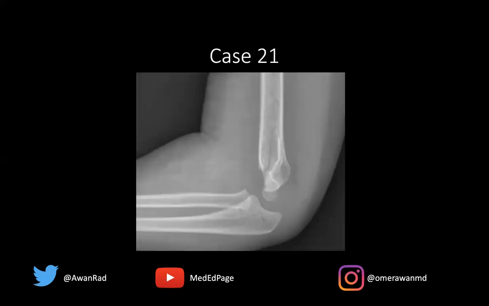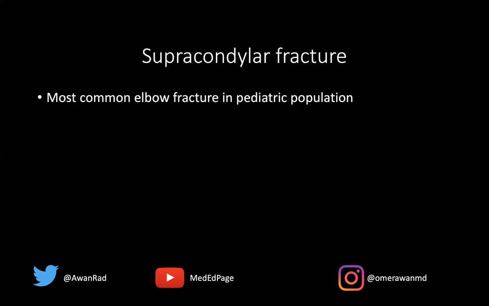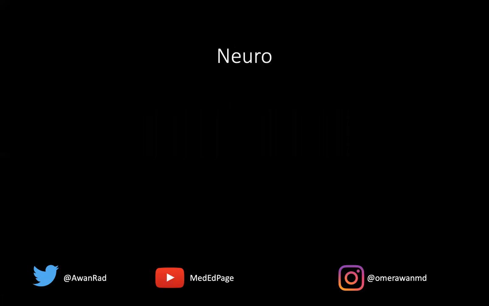Moving on to case 21, we have a lateral view of the elbow. There's a fracture here along the supracondylar humerus, right? There's an elbow effusion. You see the effusion manifested as this dark triangle here. This is the posterior fat pad. This is the anterior fat pad. We have this linear lucency through the bone. This is the most common location for a fracture in the pediatric population at the elbow. Just nice to know and see because often tested on shelf exams.